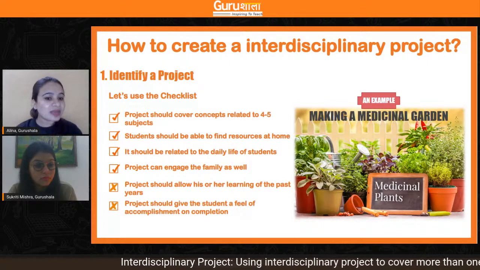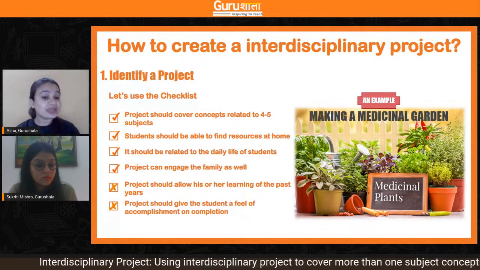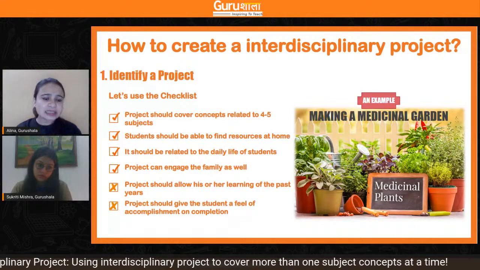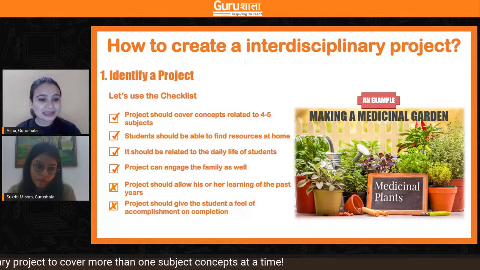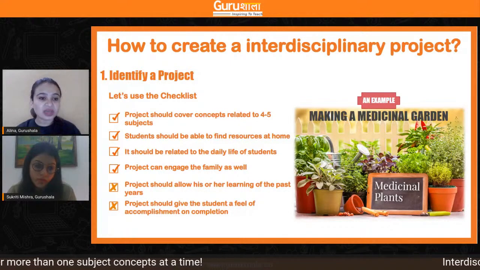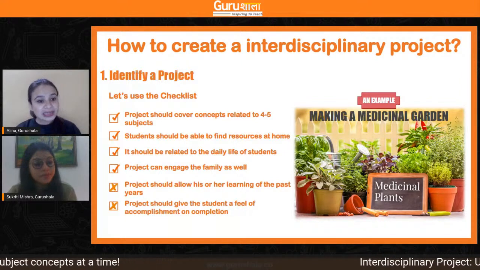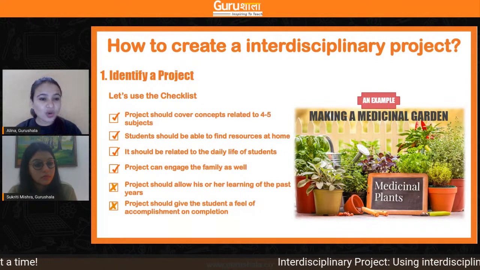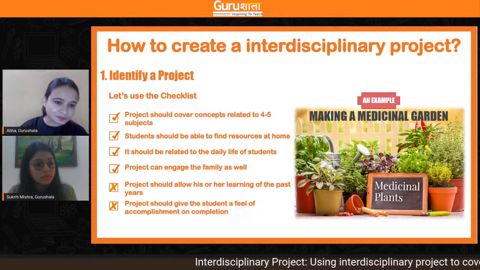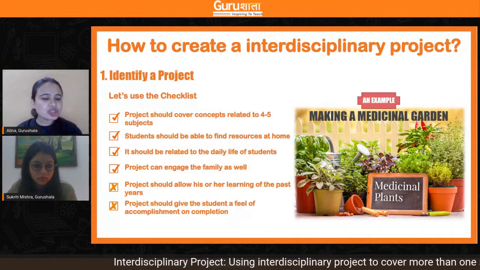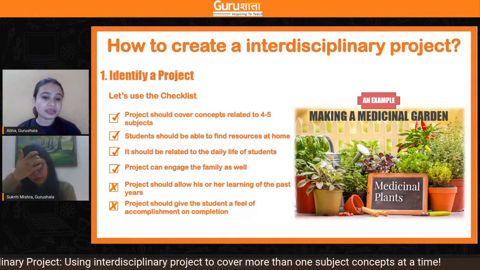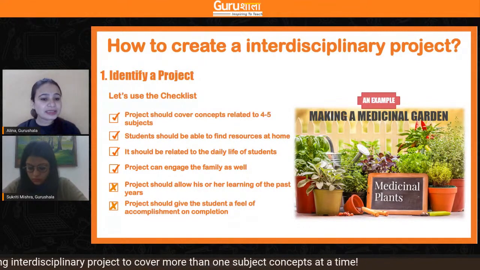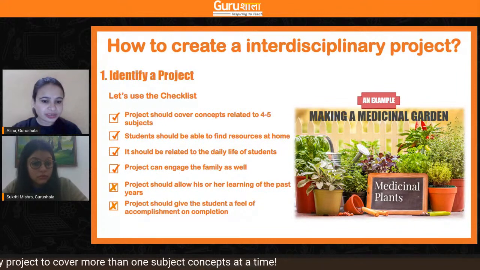And the fourth point is that parents can engage with the project, can engage the family as well. So here students can utilize the understanding of their elders, because elders might share their indigenous knowledge of various plants with the students. And the 2 points which do not fit are that the project should allow students' learning of the past years. So probably this is one thing that is not being covered here.